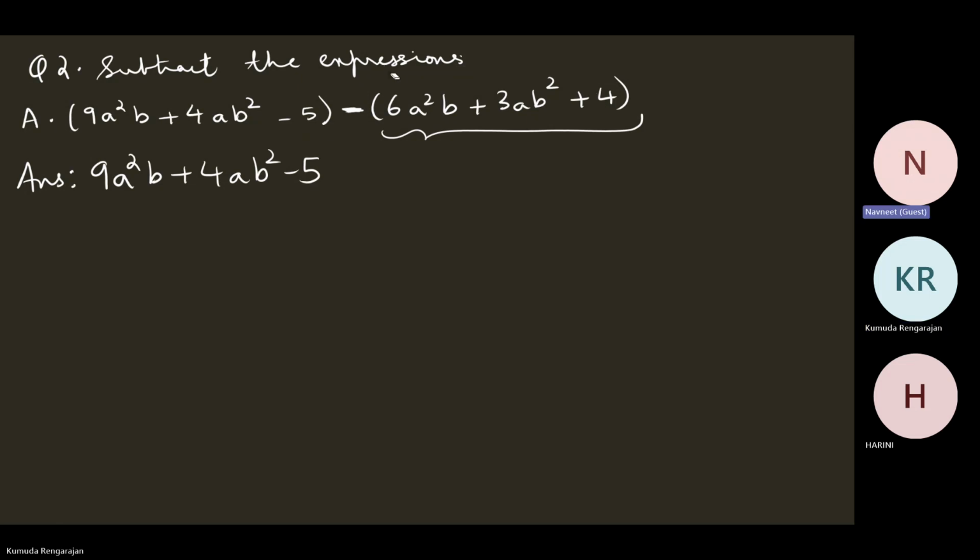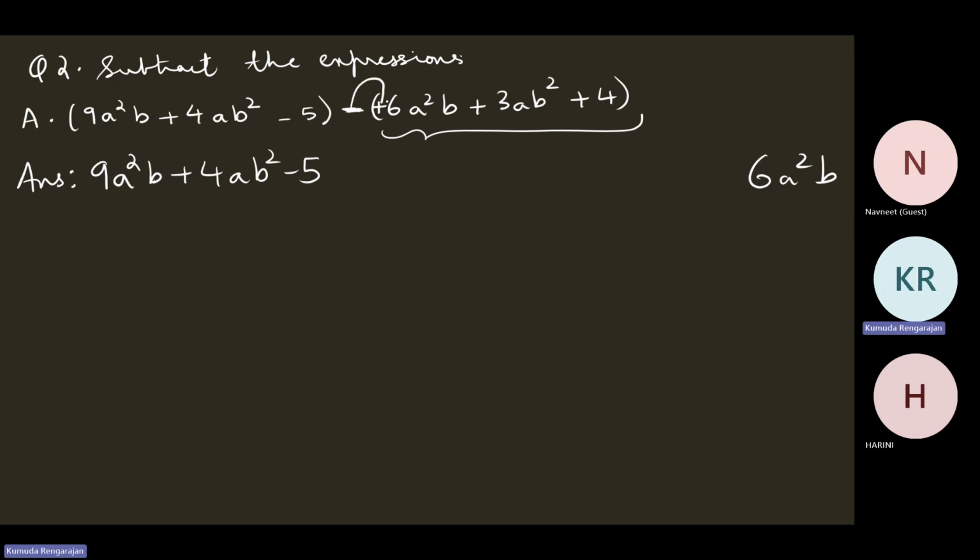Correct? Yes, ma'am. So what is the sign before 6a square b? Ma'am, minus. Ma'am, minus into plus is minus, so minus 6a square b. What is my question? What is the sign that 6a square b carries? Positive. Ma'am, positive. It carries positive. Yeah, it's plus here. There's no sign, so it's plus.